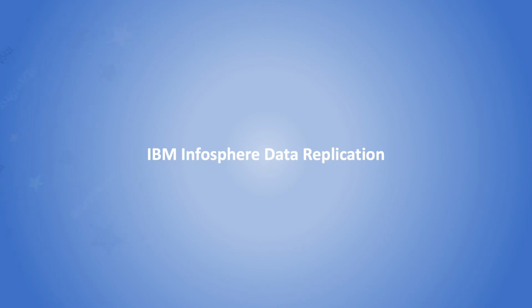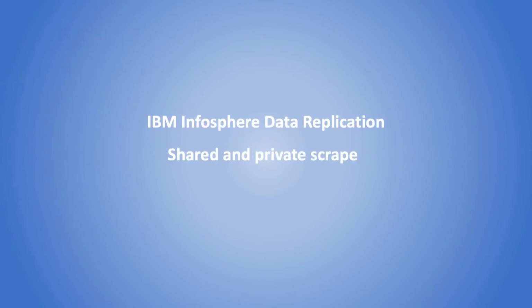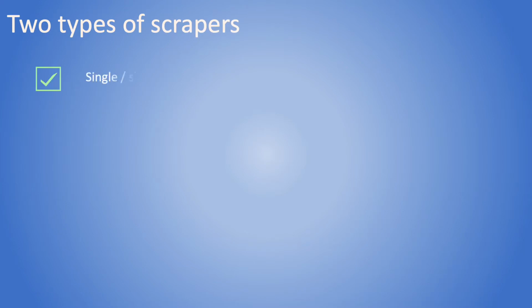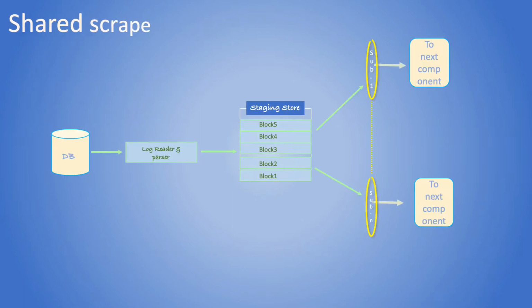In this session, we are going to take a look at the two types of scrapers, shared and private. These are the two types of scrapers, single or shared and private. Knowledge of staging store will be a big plus in understanding this concept. Subscriptions using shared scraper use only one log reader and parser and hence minimize resource consumption.